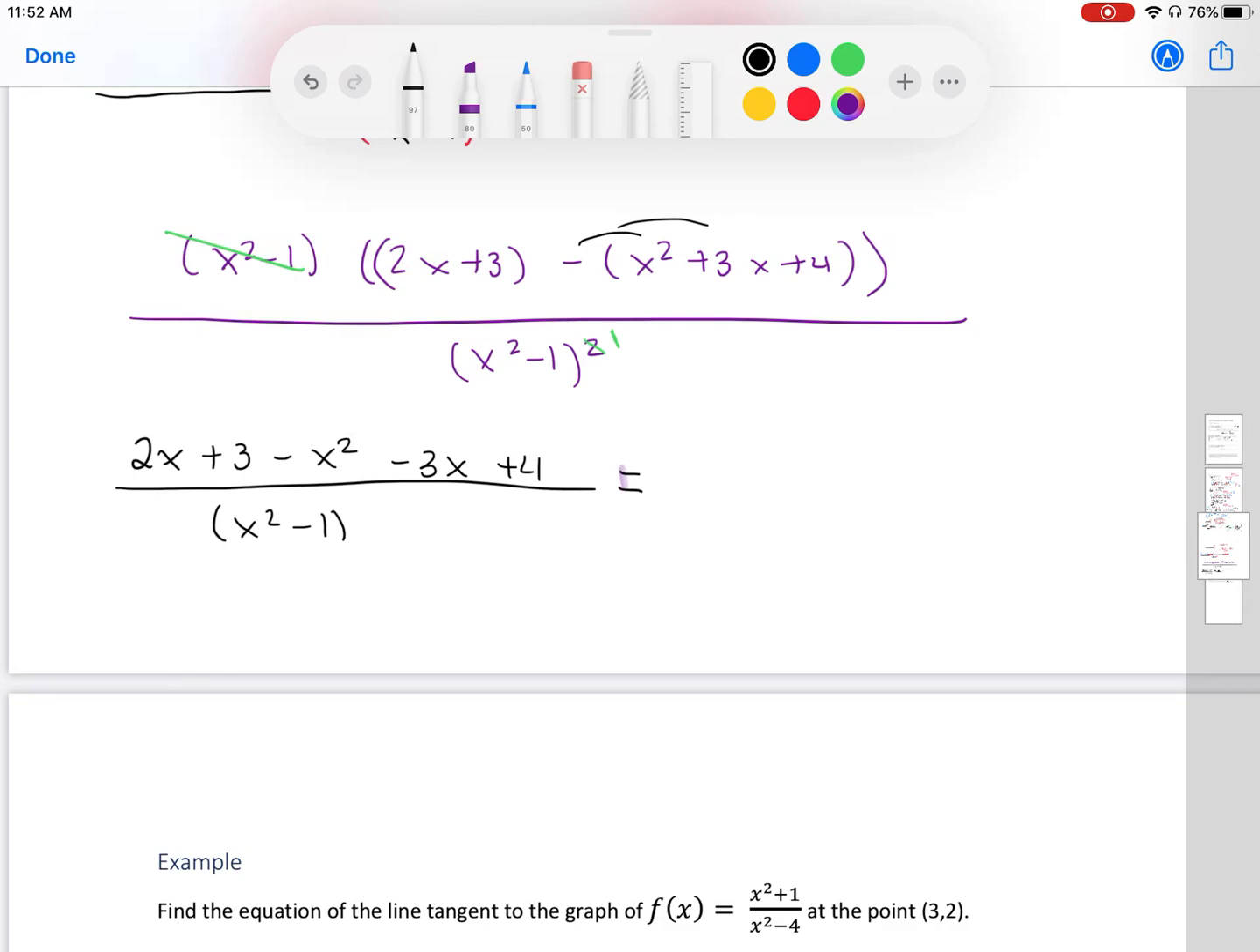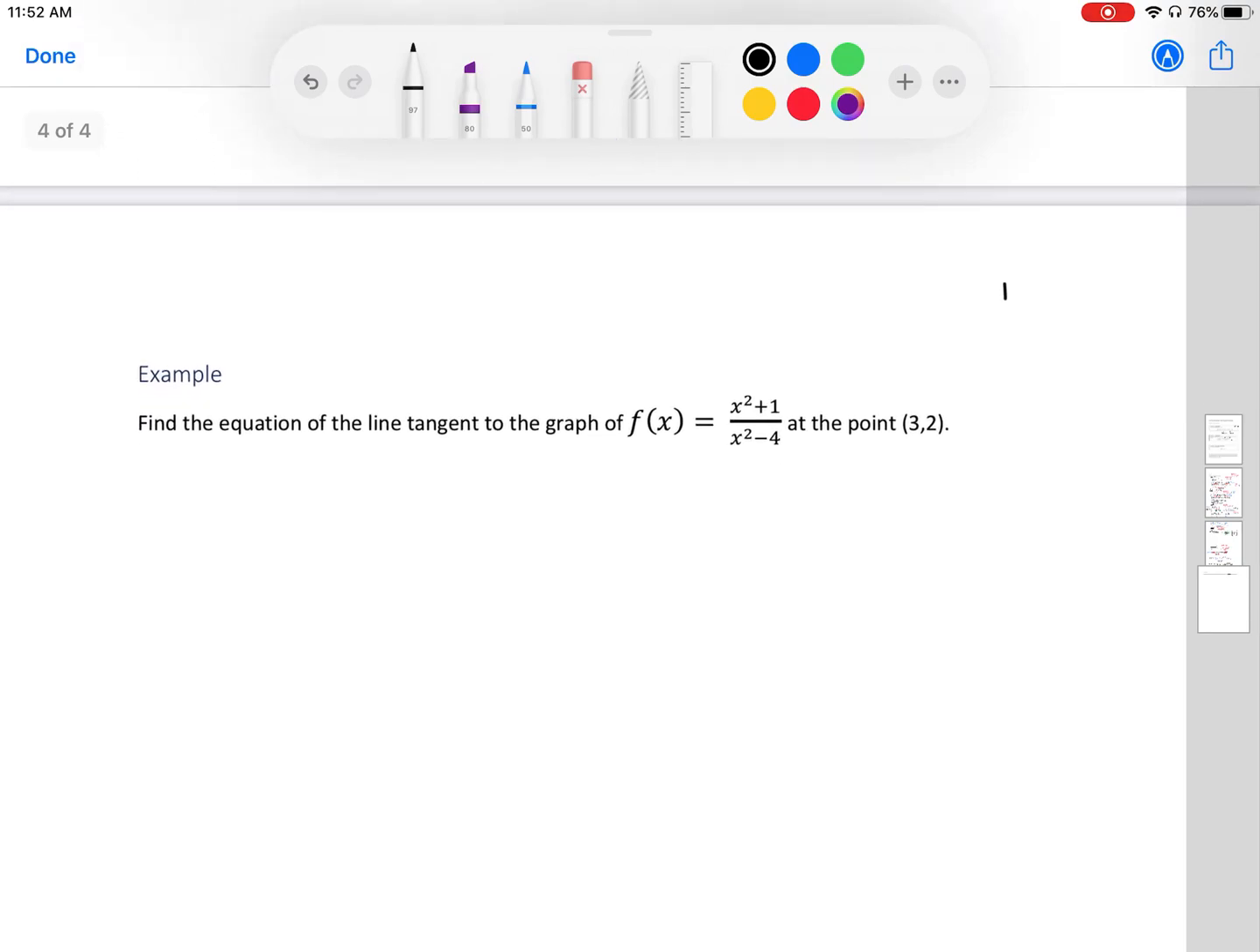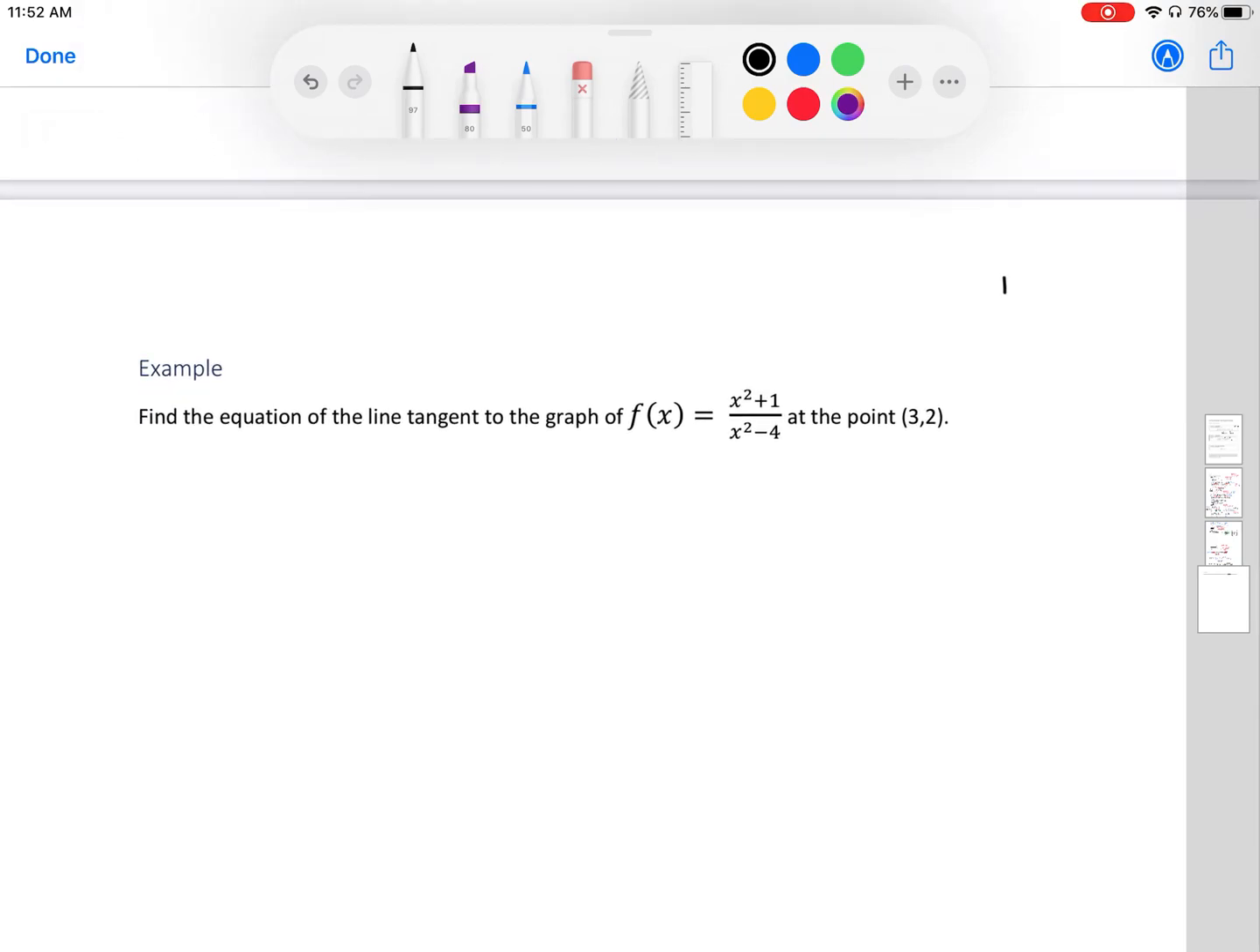So if we clean up our numerator, we have negative x squared minus x plus 7 all over x squared minus 1. And we found our derivative. Next problem, find the equation of the line tangent to the graph of f of x equals x squared plus 1 over x squared minus 4 at the point 3, 2.